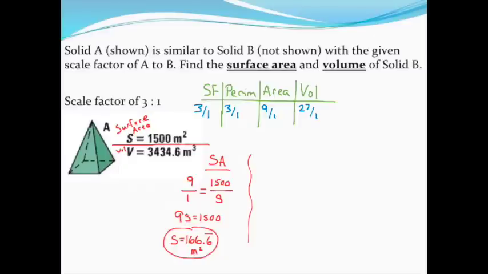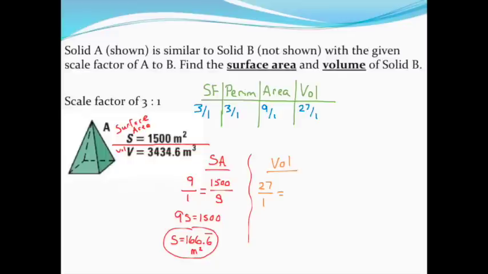So next up, they also asked me to find the volume of this figure. So let's go ahead and do the second part of this problem and find the volume. Once again, I'm free to use any one of these 4 ratios from the chart. However, I have to make sure I choose the right one. And since I'm dealing with volume, not surprisingly, I'm going to choose the volume ratio to use for this. So I'm going to set this up as 27 over 1.